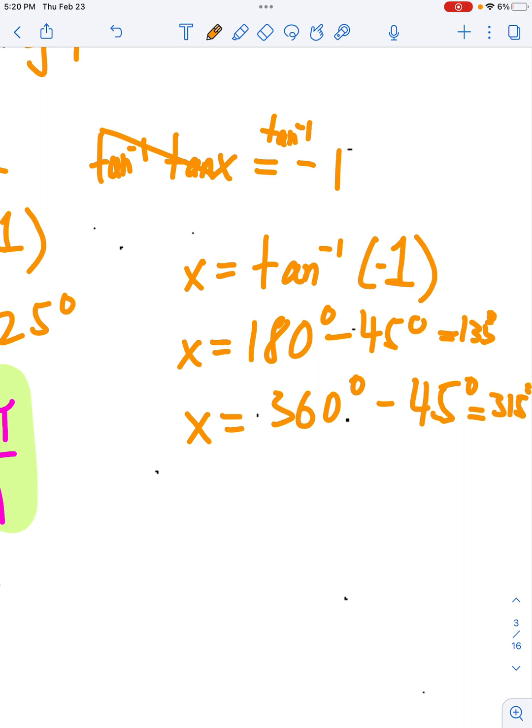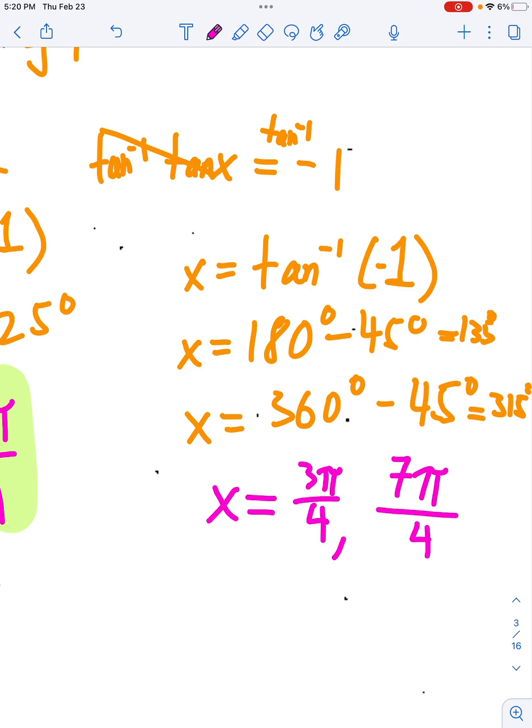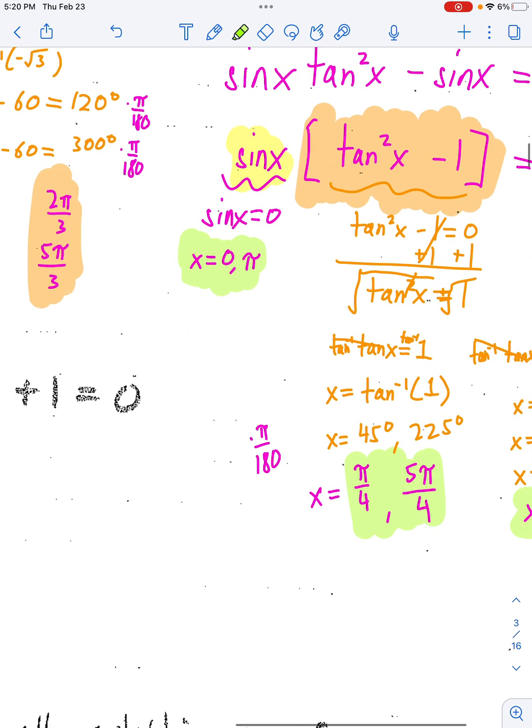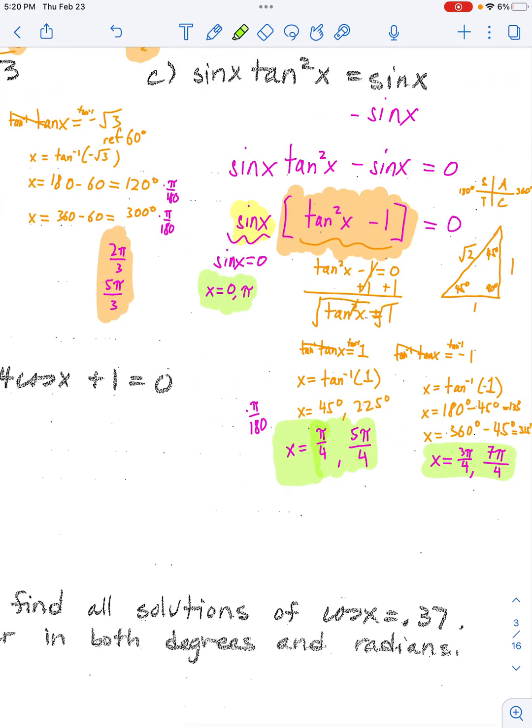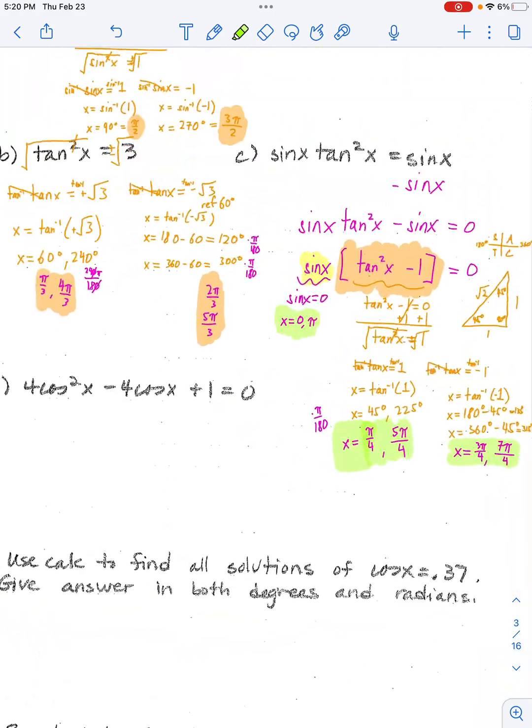315 degrees, okay? If we convert those both to radians, we'll get x equals, and then what is that going to be, 3 pi over 4. So we multiply our degrees by pi over 180, and then what is that, 7 pi over 4? So those are our 6 solutions. Yay. Said 6 solutions. Fun. So all 3 of the green highlighted things.